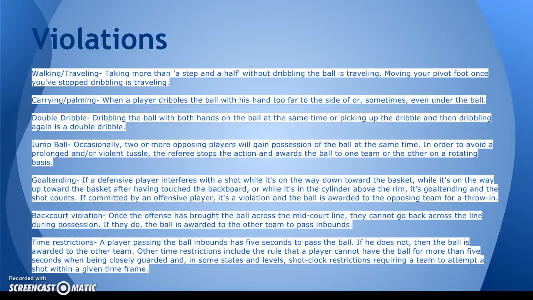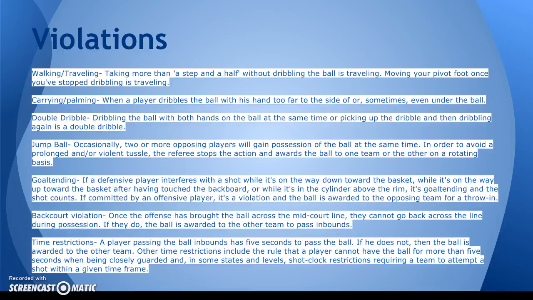Violations. Traveling or walking. Taking more than a step and a half without dribbling the ball is considered traveling, or moving your pivot foot once you stopped dribbling is traveling. Carrying or palming. When a player dribbles the ball with his hand too far to the side of or sometimes even under the ball. Double dribble. Dribbling the ball with both hands on the basketball at the same time, or picking up the dribble and then dribbling again is a double dribble.